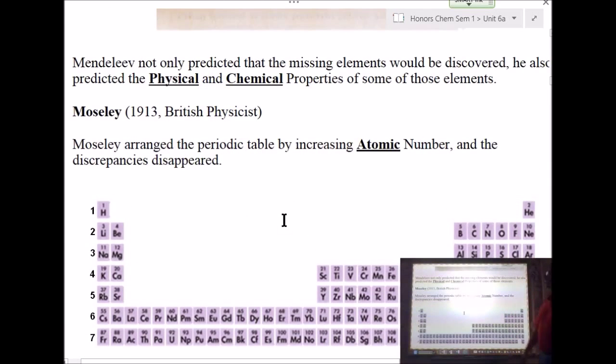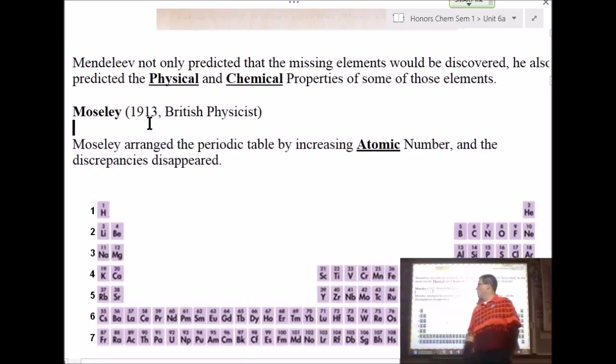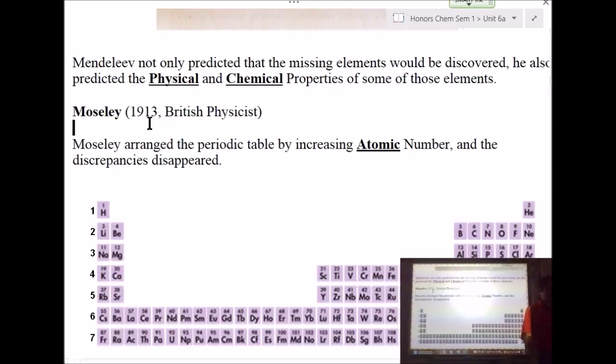So Mendeleev, again, not only predicted the missing elements would be discovered, he also predicted the physical and chemical properties for some of those elements. Actually, most of those elements. And then another chemist, and notice that this wasn't too long ago, I mean, just a little over 100 years, the periodic table is the way that it looks now.